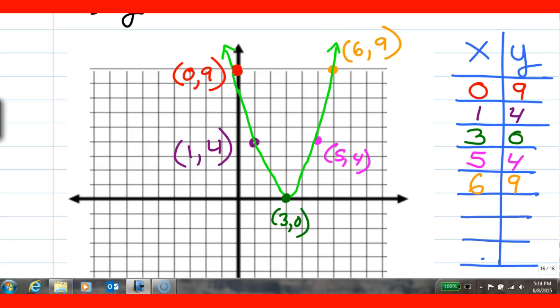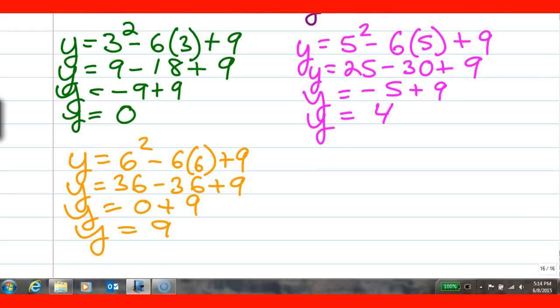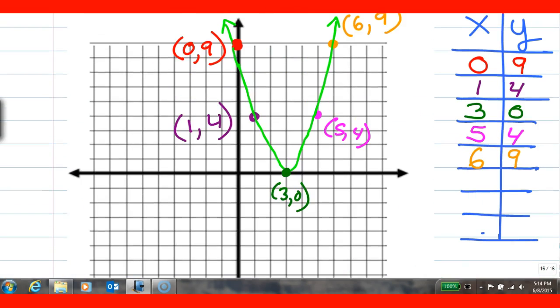So I'm going to pick a 6 now. I'm going to plug it in there. So a 6 squared minus a 6 times a 6 plus a 9. So 36 minus 36 plus 9. 0 plus 9. So I end up with a 9. So I come back up here. I put it in my table. I put that last point on. Now I have enough to create my parabola. I draw it in there. I include my arrows at the end because this thing is continuing out on both sides, out to infinity. And I've completed my graph.